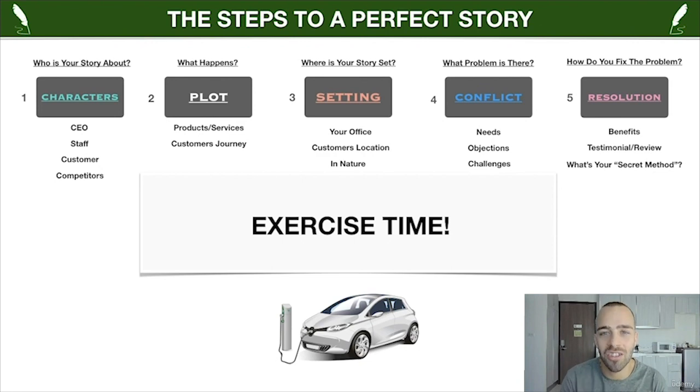Write a perfect story. And it doesn't have to be perfect. This is just the steps to a perfect story. The story doesn't have to be perfect the first time, and maybe it won't ever be, but it doesn't really matter. Now it's exercise time.